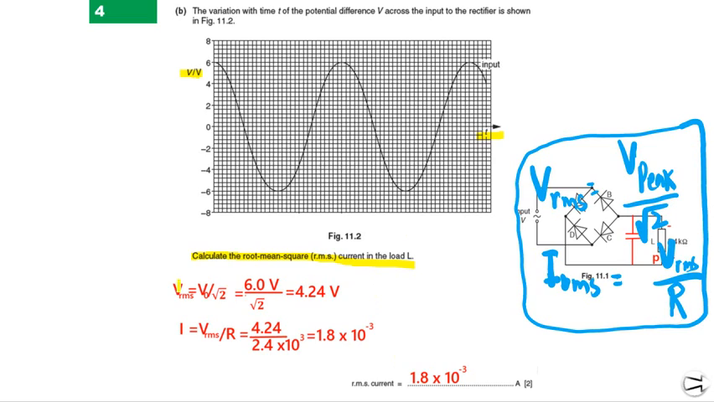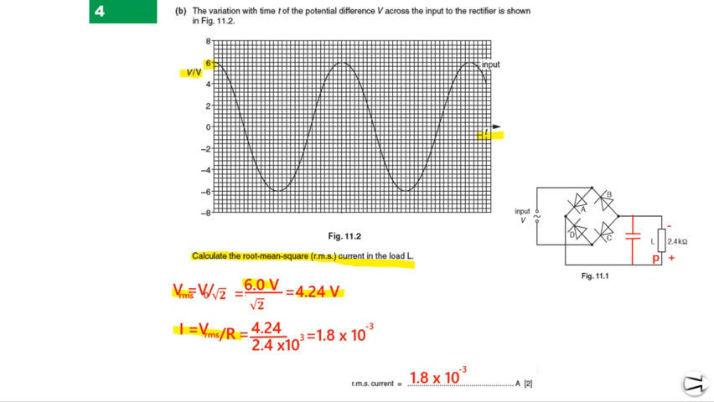First of all, we have calculated VRMS, because the V peak we can just read from here, in this case it is 6 volts. So we got VRMS. Now here we can find IRMS. Simply we need to divide VRMS by resistance, and the resistance is given to us. This is the value of resistance. We just simply divide it, and here is our final answer.